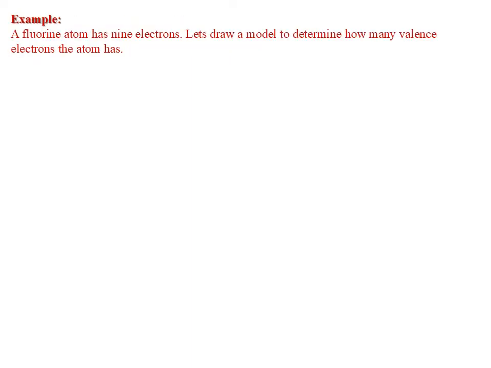Now let's take a look at this example. A fluorine atom has 9 electrons. Let's draw a model to determine how many valence electrons the atom has. So, we already know that the first energy level can hold up to 2 electrons, so we should add 2 electrons to the first energy level. And we have 7 electrons that still need to be added.